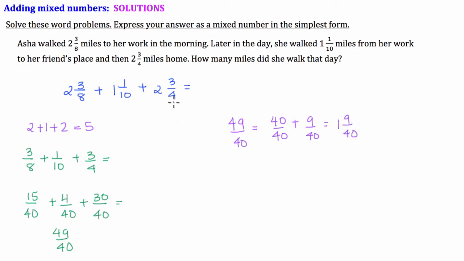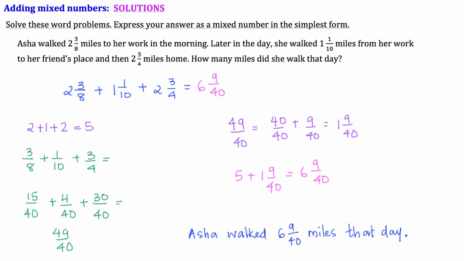Then we will add the 5 wholes plus 1 and 9/40. So 5 plus 1 and 9/40, that's equal to 6 and 9/40. So the sum of these three mixed numbers is 6 and 9/40. And the answer sentence for this problem would be Asha walked 6 and 9/40 miles that day.